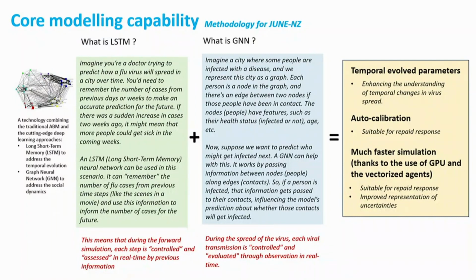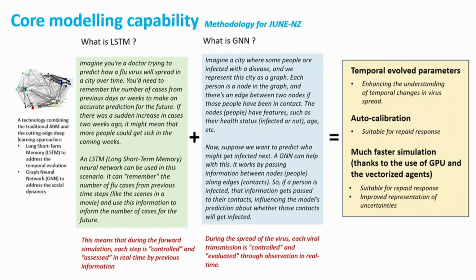In this model, we actually couple two kinds of AI technology together. One is LSTM, long short-term memory, and another is graph neural network. I will talk about this a little bit more later, but we use the graph neural network to simulate the social dynamics, and we use LSTM to simulate the temporally evolving parameters in our model.